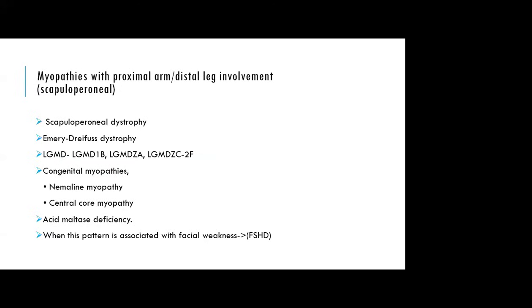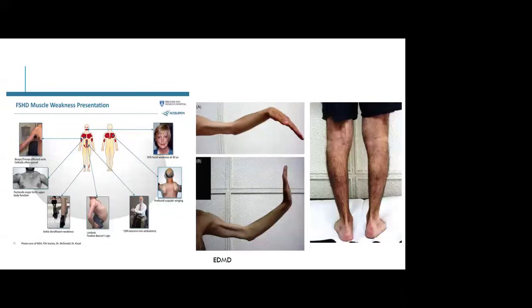Congenital myopathies, like when this type of pattern is associated with facial involvement, FSHD, which is again the most common cause of this kind of pattern, and other congenital myopathies can also have this pattern.